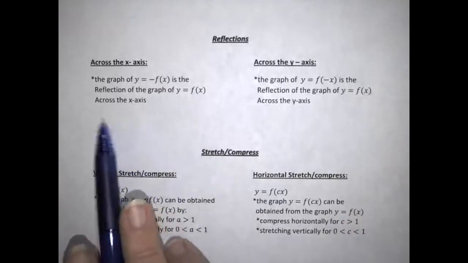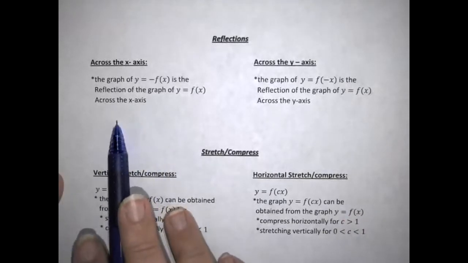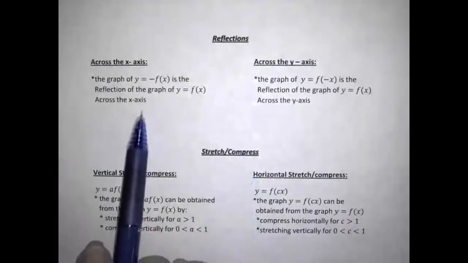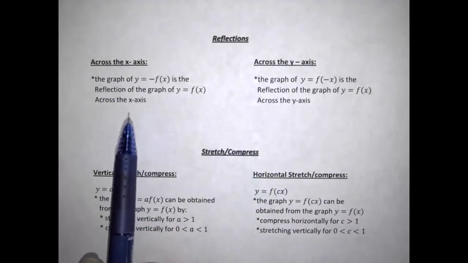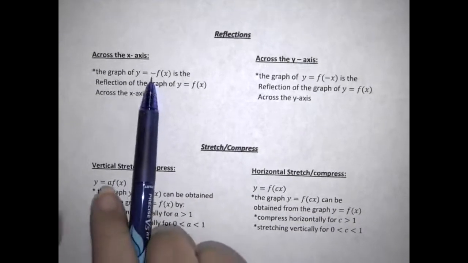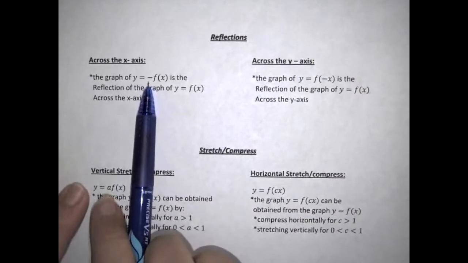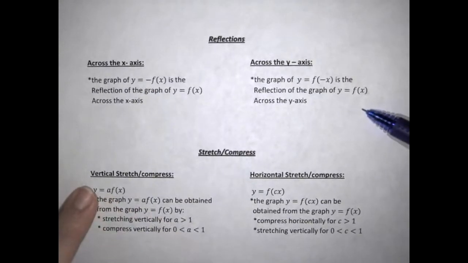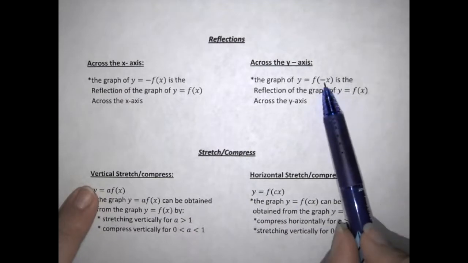Same thing with your reflections. We have across the x-axis and we have across the y-axis. When we're talking about across the x-axis, we're talking about a vertical reflection. Therefore, our negative is an external reflection. Whereas across the y-axis is a horizontal reflection, meaning you're looking left to right. It also means the negative is found inside your function.